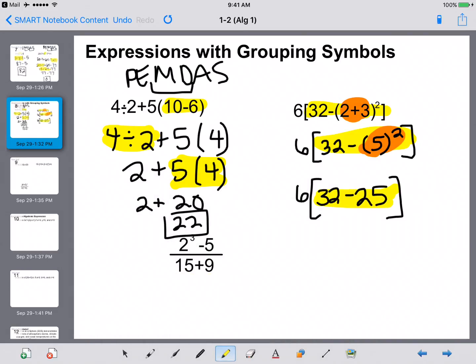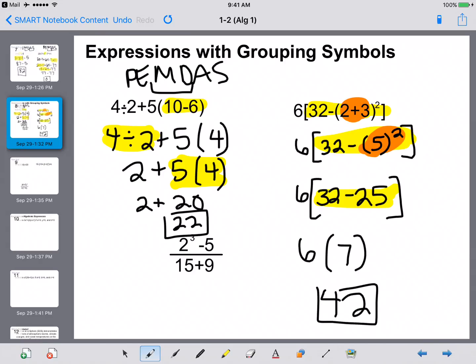There we've got just what's inside of the parentheses. 32 minus 25, which will get us 7, I believe. Yes, 6 parenthesis 7. When you see a number next to a number in parentheses, that means times. So 6 times 7 gets us 42. And your answer there is 42.